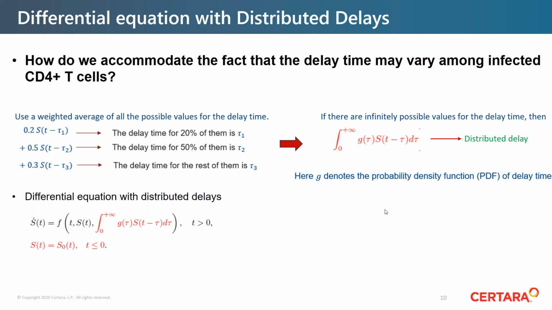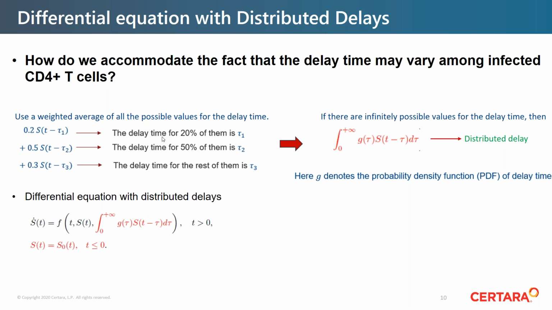Now we know that the assumption made in this HIV model may not be realistic because the delay time may vary among infected CD4 T cells. So how to accommodate this? We may use a weighted average of all the possible values for the delay time.